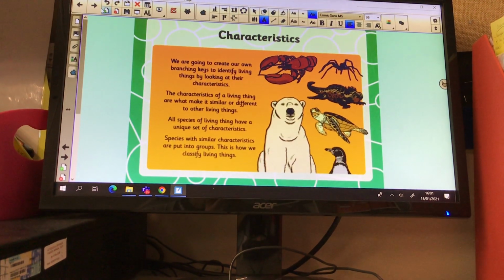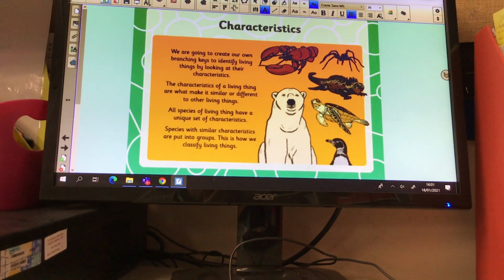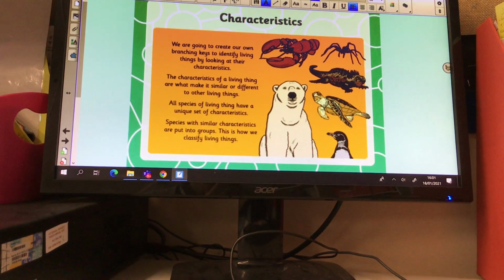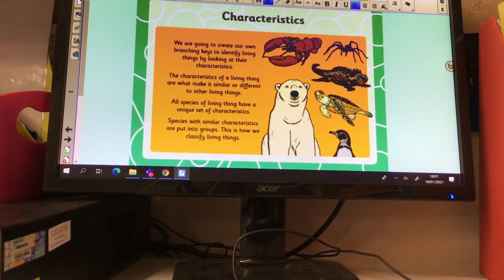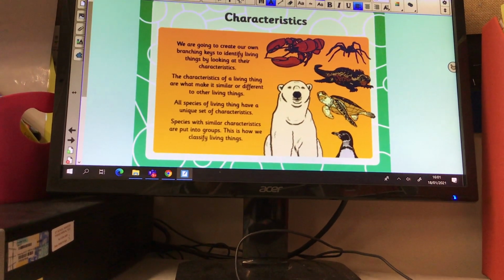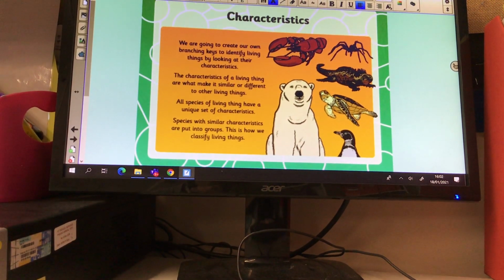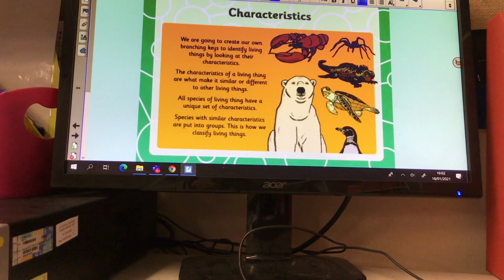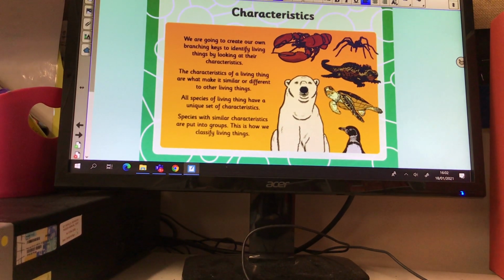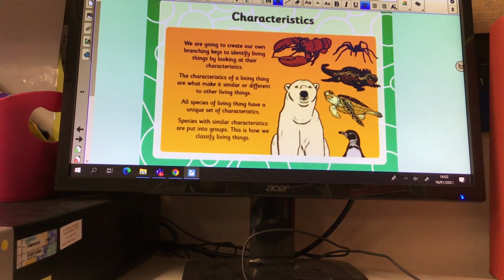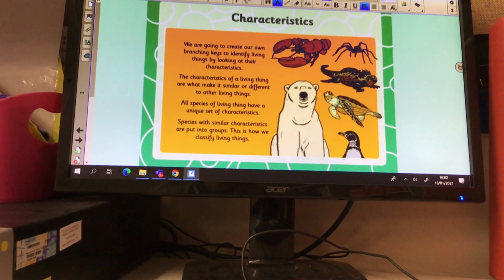Okay, characteristics. So next we're going to create our own branching keys to identify living things by looking at their characteristics. The characteristics of living things are what make it similar or different to other living things. All species of living things have a unique set of characteristics. Species with similar characteristics are put into the same group, and this is how we classify living things. And this is what you practiced last week when we started looking at classification keys.